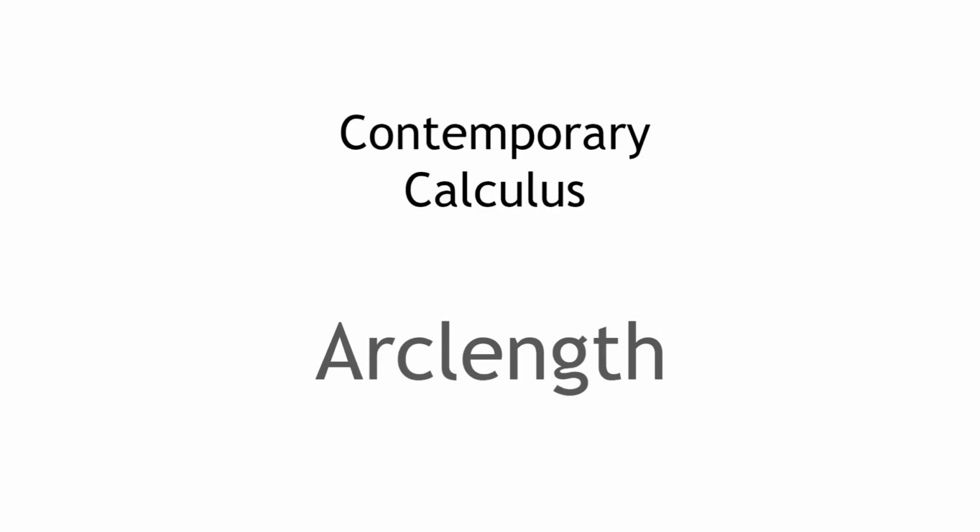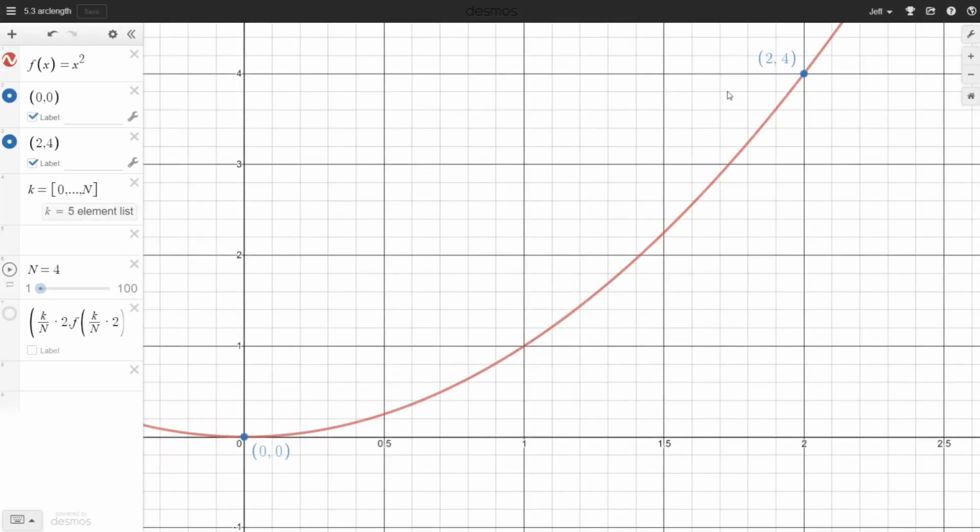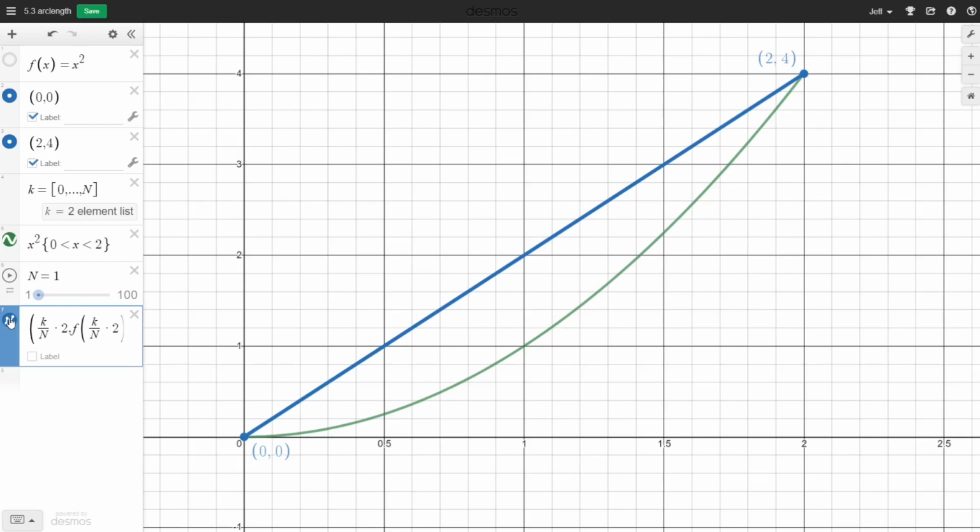In this video, we'll learn how to use definite integrals to compute arc length of curves. Here's a graph of the function f of x equals x squared, and we want to find the length of this curve between x equals 0 and x equals 2. We can get a rough estimate of the length of this curve by connecting the endpoints.